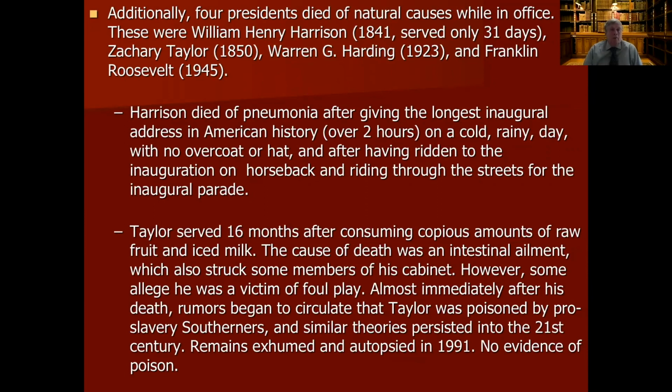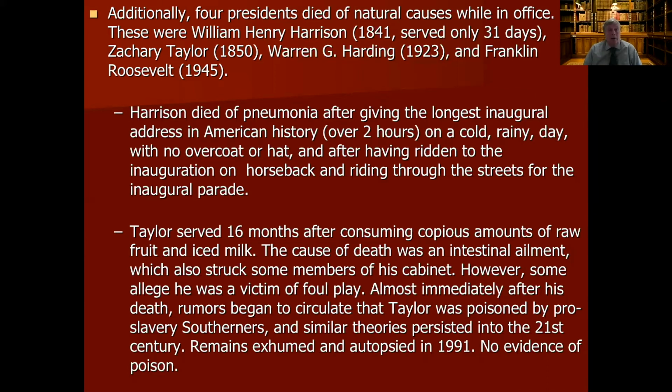Additionally, 4 presidents have died of natural causes while in office. These were William Henry Harrison in 1841. He served only 31 days. Zachary Taylor in 1850, Warren G. Harding in 1923, and Franklin Roosevelt in 1945.